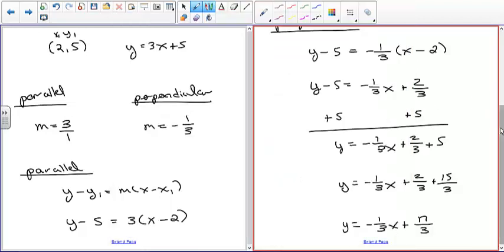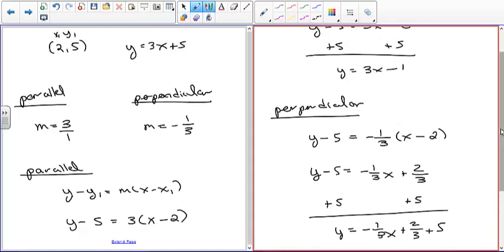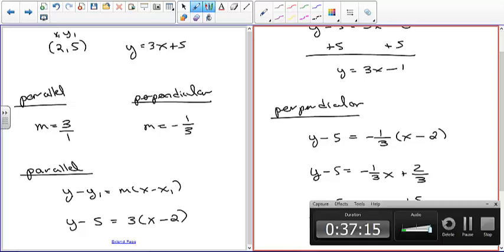So that's how it works. Find the slope of the original equation. If it's not in slope-intercept form, put it in slope-intercept form. Write down what the slope of the parallel lines are. It's the same. Perpendicular, negative reciprocal. Then use these two different slopes with this same point. Plug it into the point slope form of the linear equation. Solve for the equation so you can plot it if you want to. And that's it.